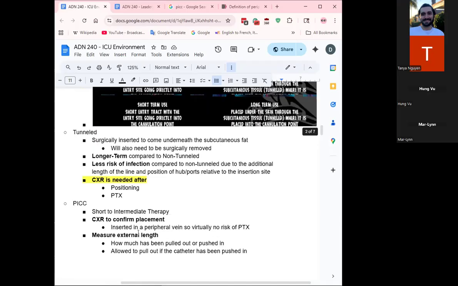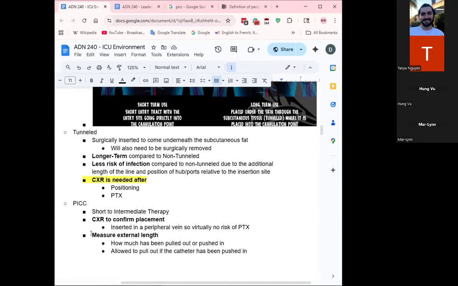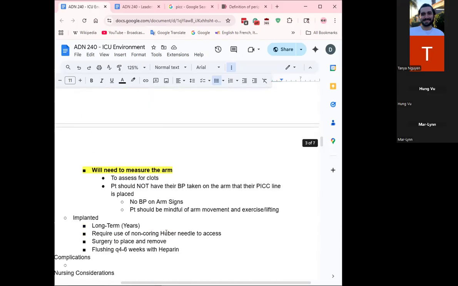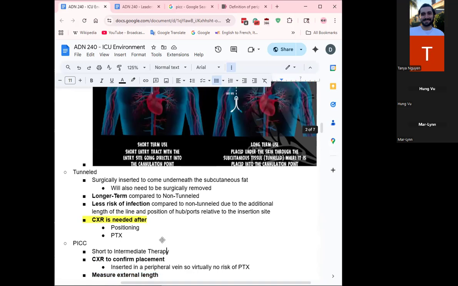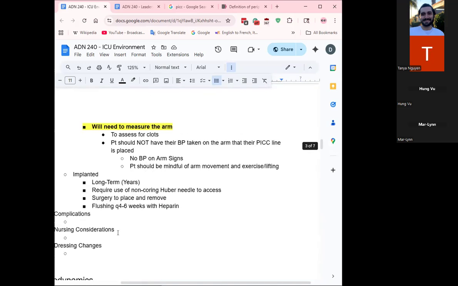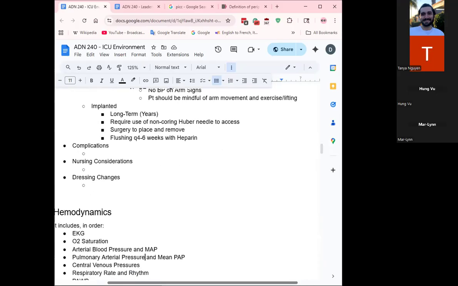It's going to be more about understanding how a PICC line needs clot measuring, assessing for clots, and knowing whether you're allowed to pull in or push in the external length. Knowing that you need a chest X-ray due to pneumothorax risk, that's going to be your main concern for the central line, and knowing some of the reasons for why they would be used. So what are some complications that can occur?